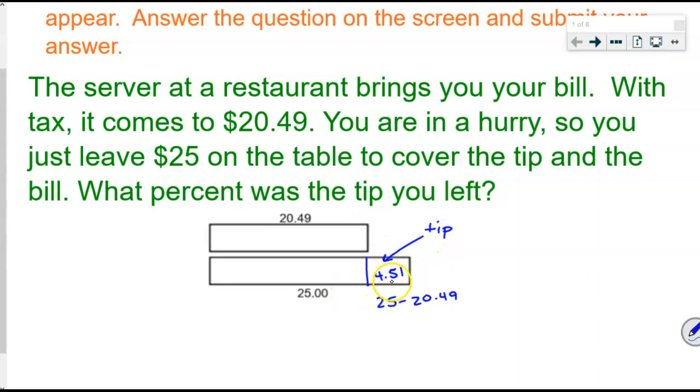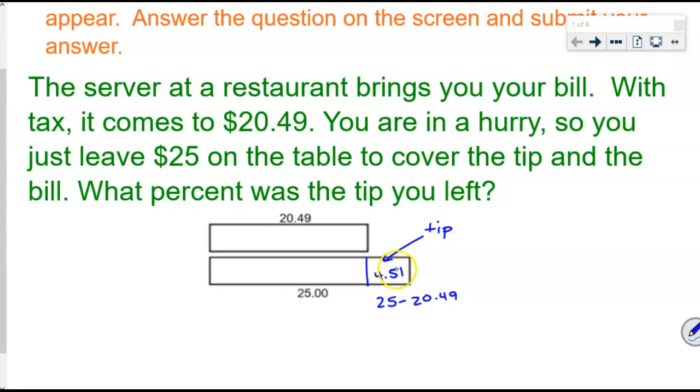Is that what we type into our calculator, is 4.51? Is that the percent of the tip? No, that's the actual dollar amount. So the actual dollar amount that the server gets to keep is $4.51. But what is the percent? Remember, with percents, we always need to compare the percent or that amount to something. So when I'm asking what is the percent of the tip, we're going to take this tip and what are we going to compare it to?